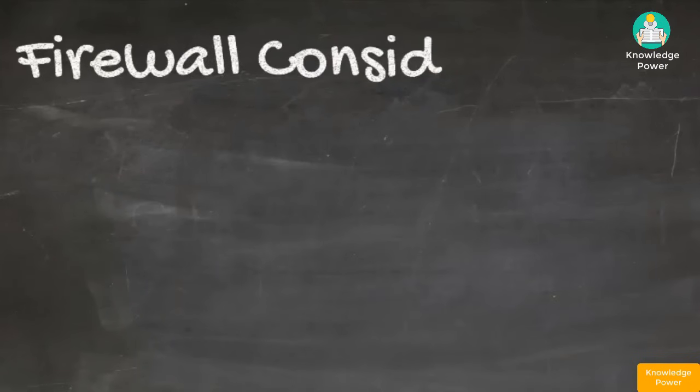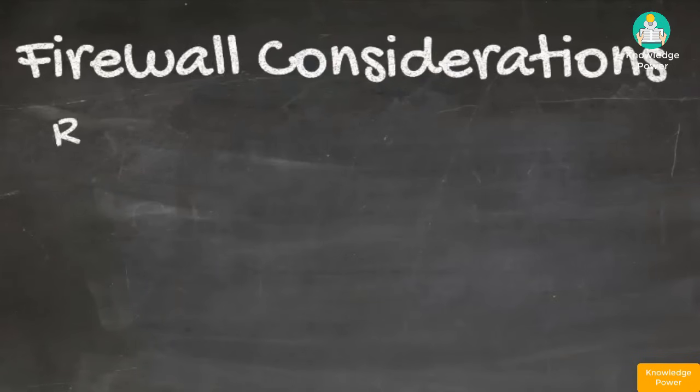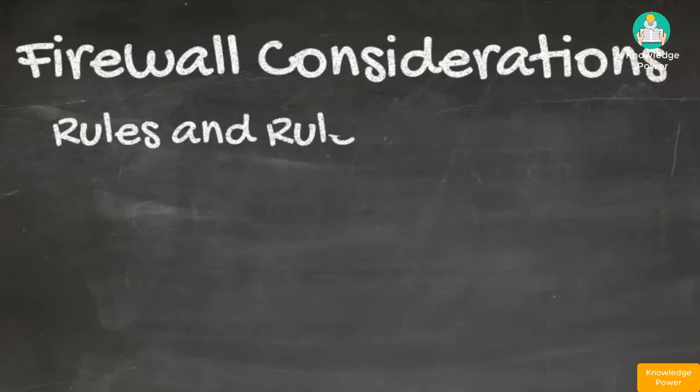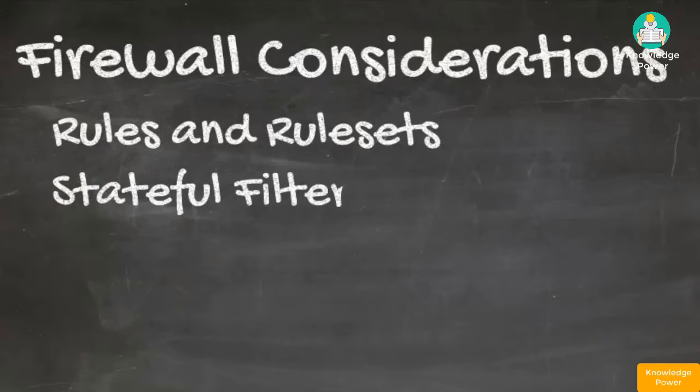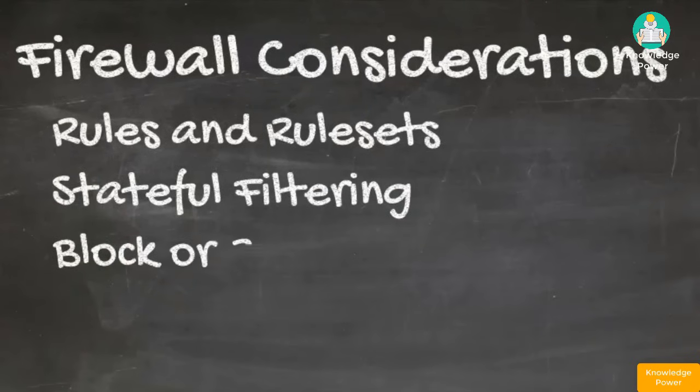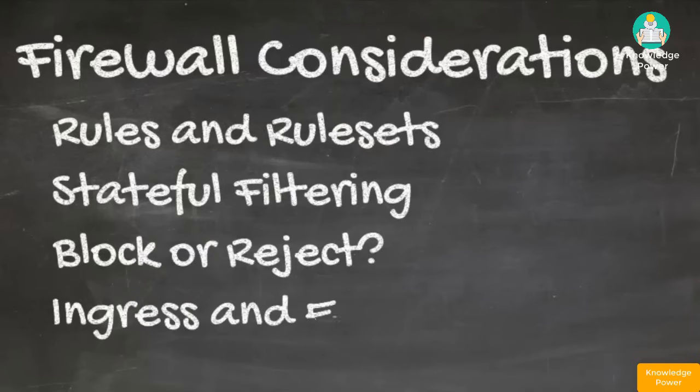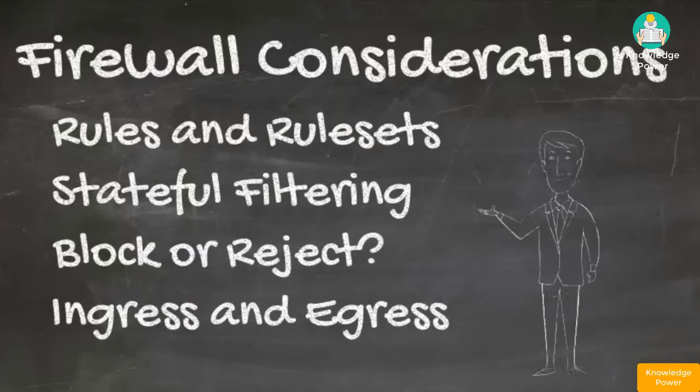Prior to diving into firewall rules and configuration, we'll look at some considerations for best results in firewall deployment. We'll discuss rules and rule sets, stateful filtering, blocking versus rejecting traffic, and ingress versus egress. First, we'll discuss rules and rule sets.